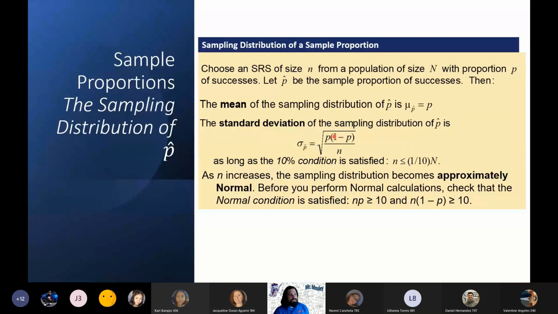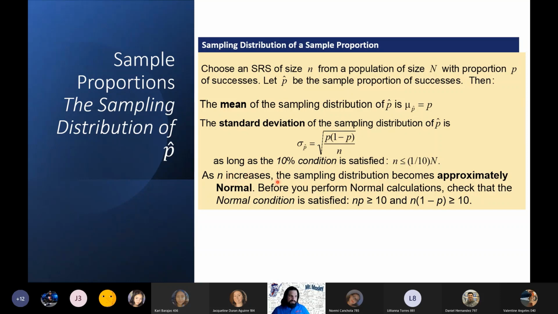The standard deviation of the sampling distribution of p hat is sigma of p hat equals the square root of p times 1 minus p divided by n, as long as the 10% condition is satisfied, meaning that our sample size is less than or equal to 10% of the entire population we're sampling. If the 10% condition is not satisfied, then we cannot calculate a standard deviation for that sampling distribution, and it is not normal. We can't really continue and do other calculations.